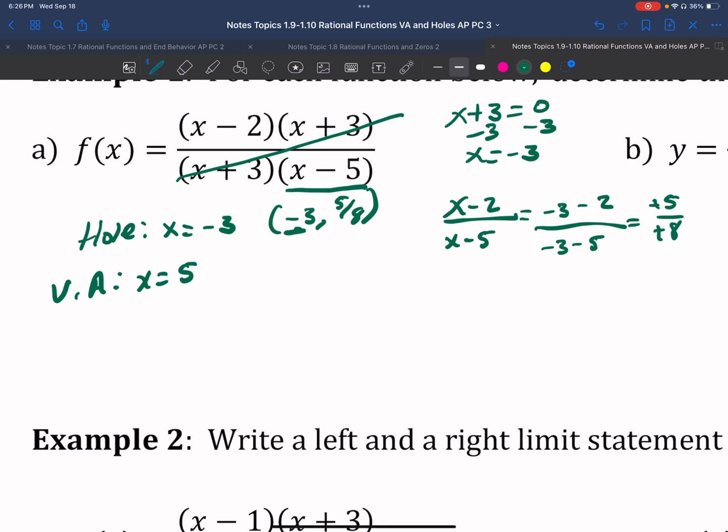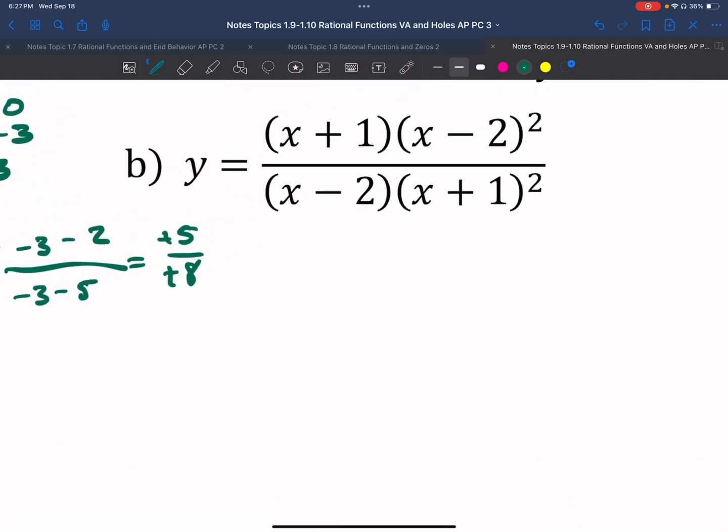And then I'm just going to put it together as an ordered pair. -3, 5/8. Keep in mind that it will be important to find the y value when you're looking for the limits as your x's approach the hole from the left and from the right.